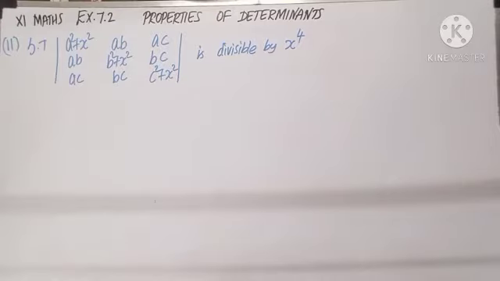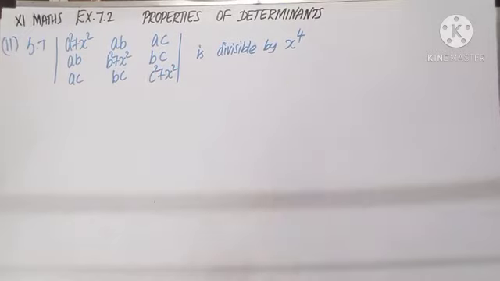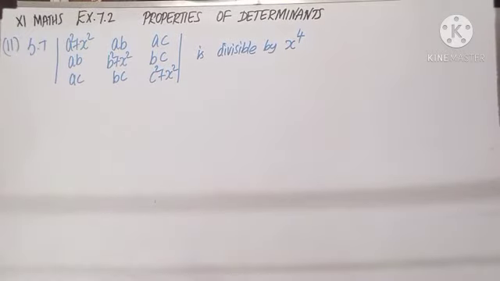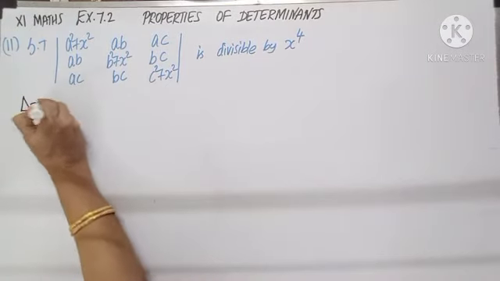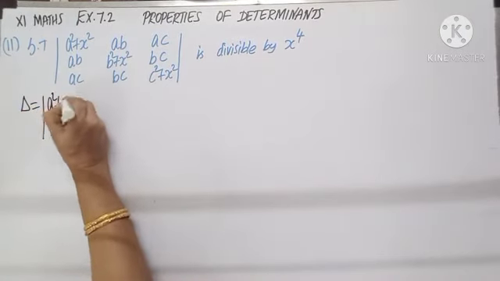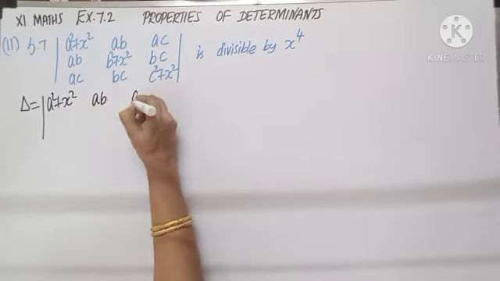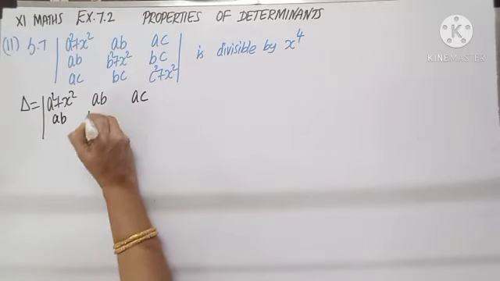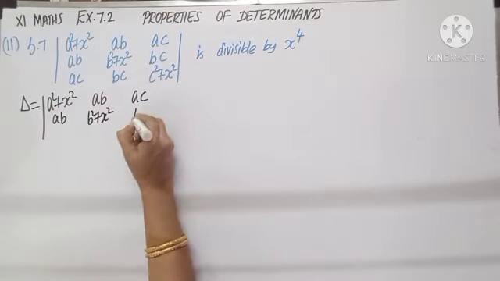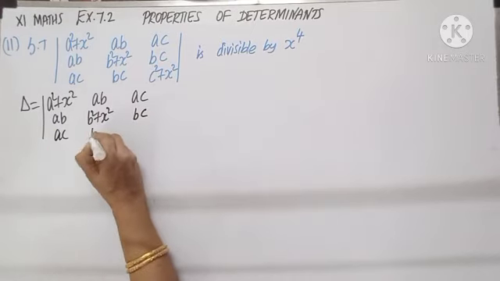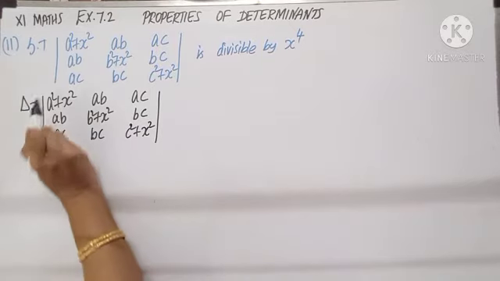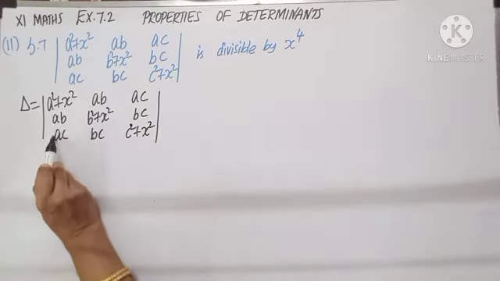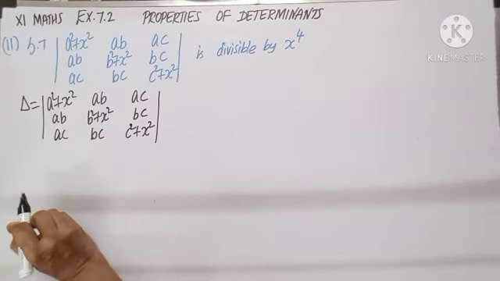Question number 11. Show that the determinant is divisible by x power 4. Let me call the determinant del. I copy down a square plus x square, ab, ac. ab, b square plus x square, bc. ac, bc, c square plus x square. In the first column A is there, but here A is not present.